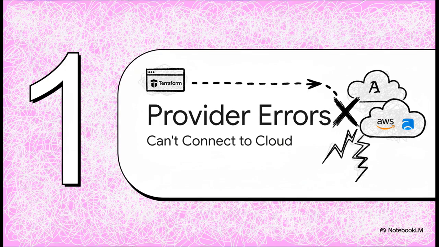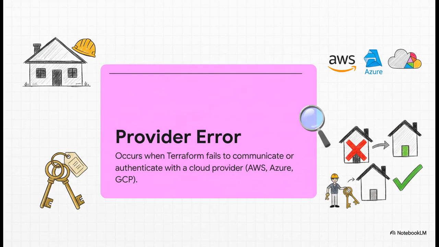Okay, the very first roadblock most people hit is something called a provider error. You can think of this as a really fundamental communication breakdown. Basically, Terraform, which is running on your machine, can't talk to or authenticate with your cloud provider, whether that's AWS, Azure, or GCP. Think of Terraform like a general contractor. It knows how to build the house, it has the blueprints, but it still needs the keys to get onto the property, and it needs the right address. A provider error is basically like your contractor showing up to the wrong address or trying to use the wrong set of keys. It just can't get started.